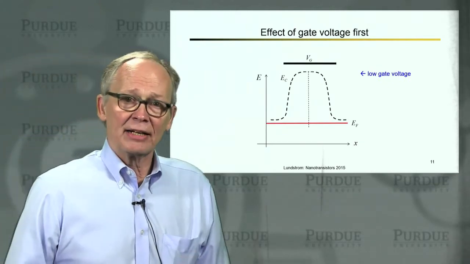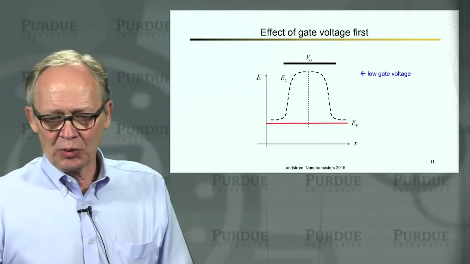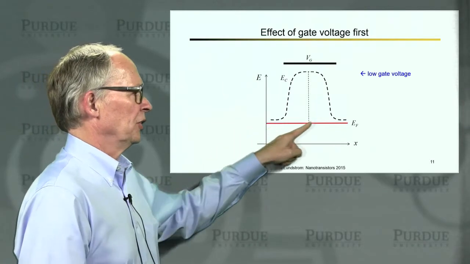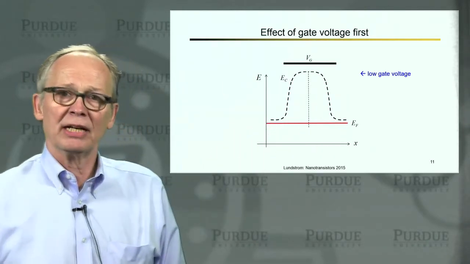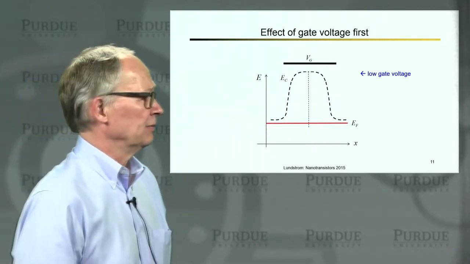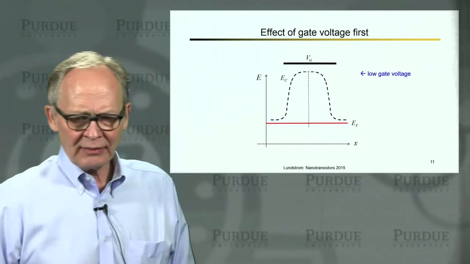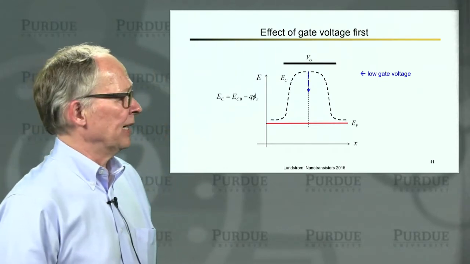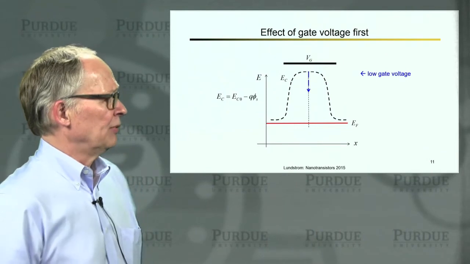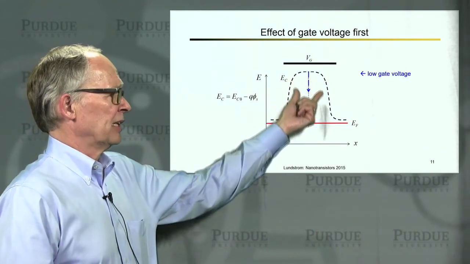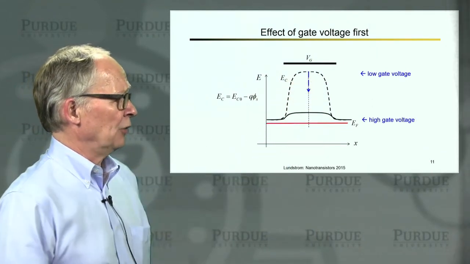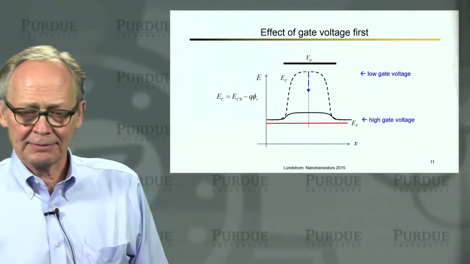Okay, now we could look at it another way. We could say, well, what if we keep the source and the drain voltages the same and look at what happens if we just apply a voltage to the gate. So this is our equilibrium energy band diagram. If we apply a voltage to the gate, we're going to lower the potential in the channel and push the barrier down. So we're going to look like that.